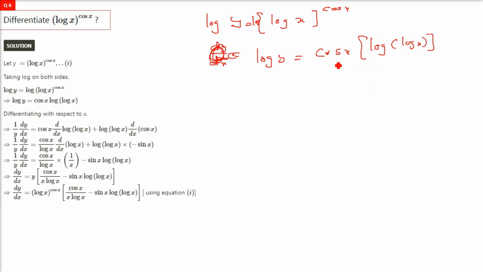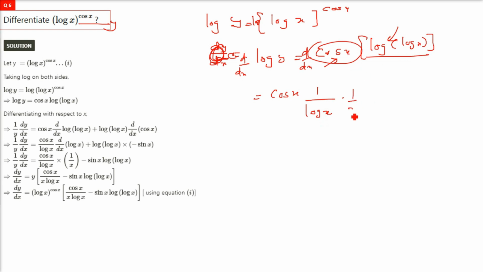So then the next step will be differentiation of both the sides. So d by dx of log y is 1 by y dy by dx. And on the right hand side d by dx, we have two terms, so we'll apply the product rule. So we'll take the cos x outside. This is the first term, this is the second term. So we have taken already this outside. Differentiation of log of log x will be 1 by log x, and then log x differentiation also, so log x differentiation is 1 by x.